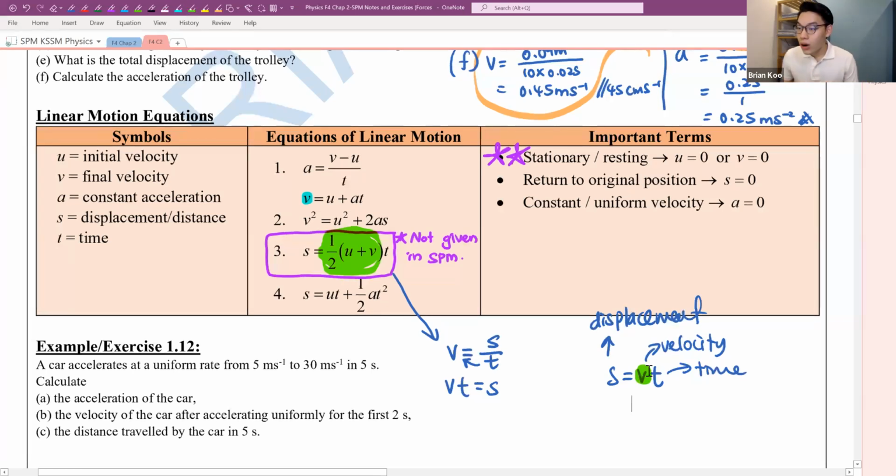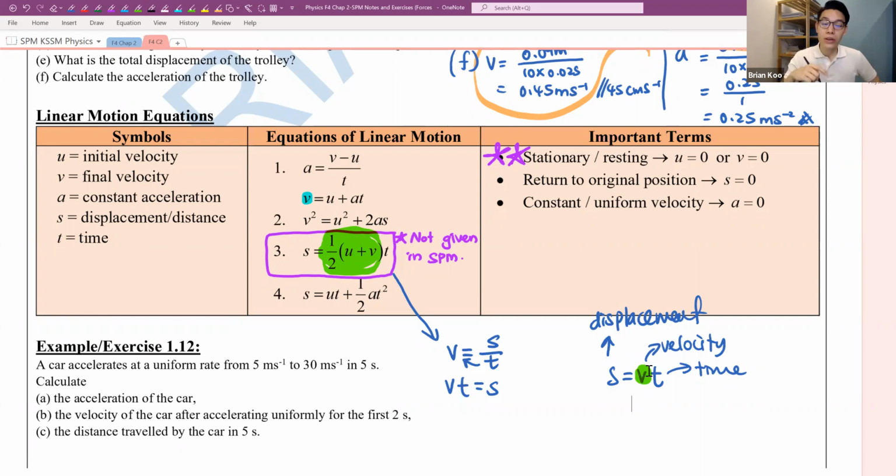It is because to find the displacement of the entire journey, can I just take the velocity at the back or at the front? Or is it fairer to consider both? Definitely it is more fair to consider the front and also the back, then only we can get the displacement for the entire journey. So your V cannot be just the back, because V stands for the final velocity.